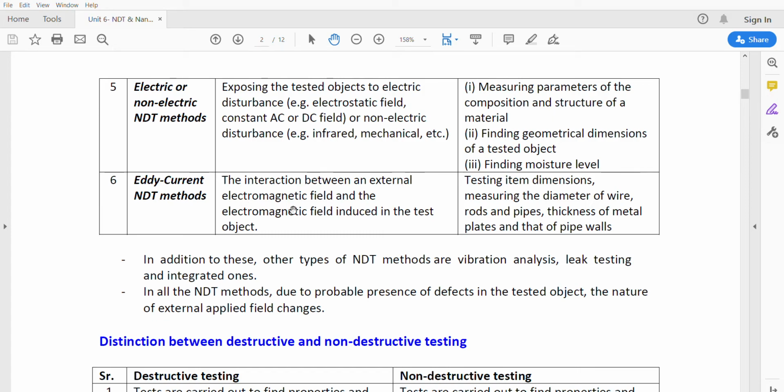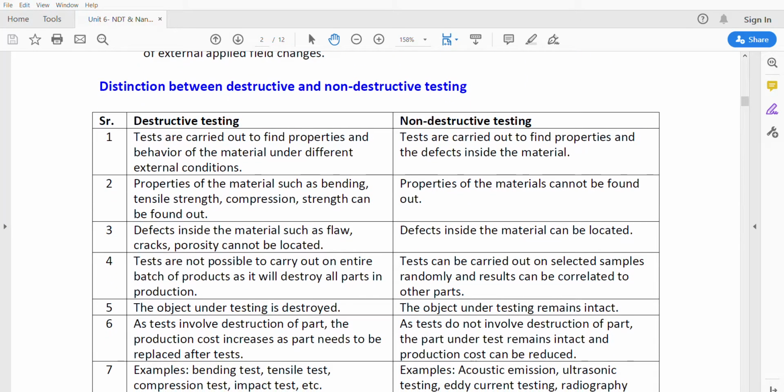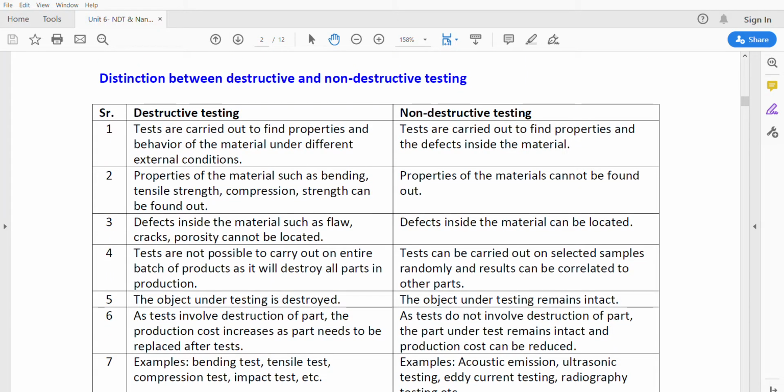Among these, we have three main types: the ultrasonic method, the radiography testing method, and the acoustic emission testing method. These three are most important. From these three, one question will come definitely. We'll go for the differences between destructive and non-destructive testing.